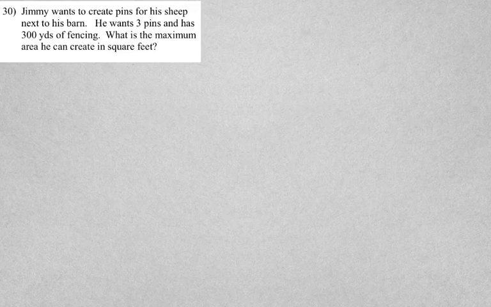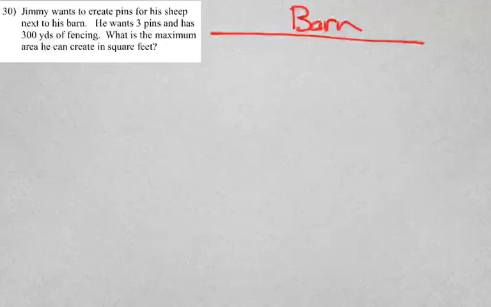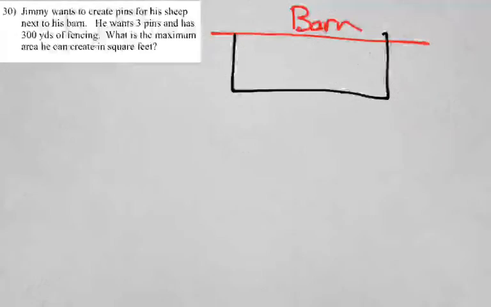Jimmy's working to create pens for his sheep next to the barn, so we know we have a barn here. And that wall is not going to have any fencing on it. It's just going to be the barn. He wants 3 pens. So that means we are going to be using some dividing walls. That means I need to create 3 pens. 1, 2, 3.